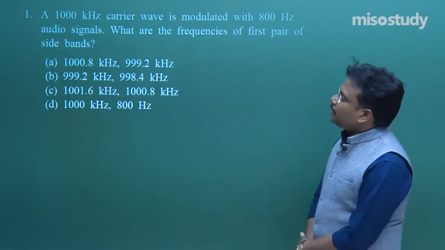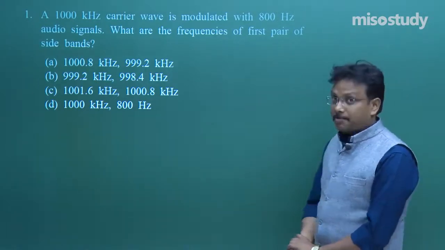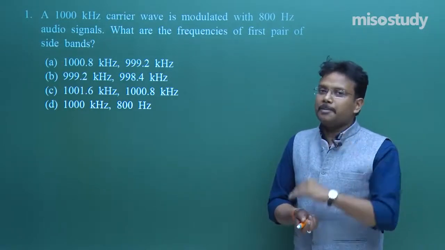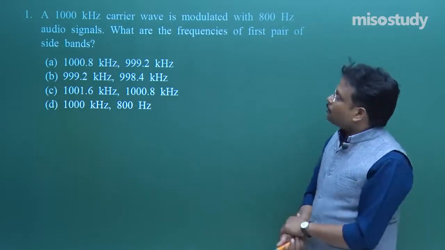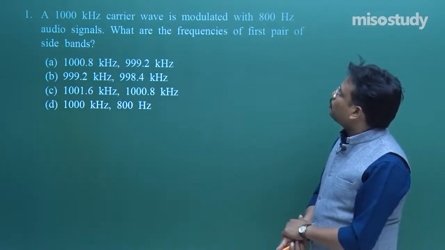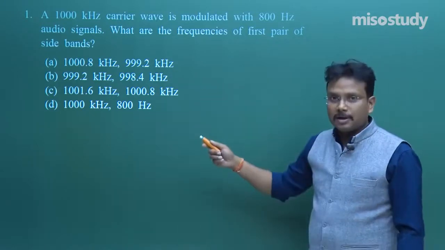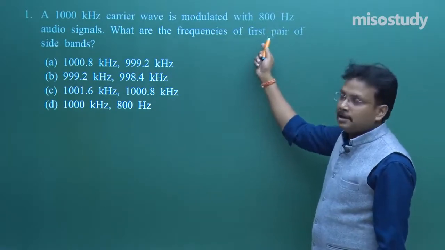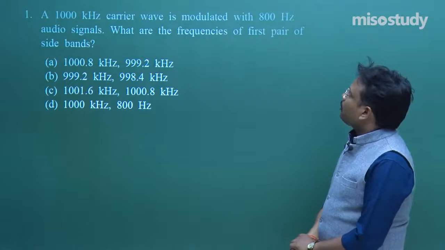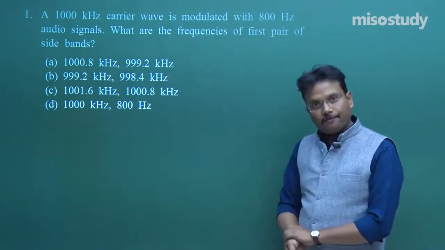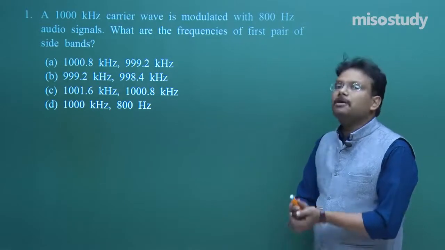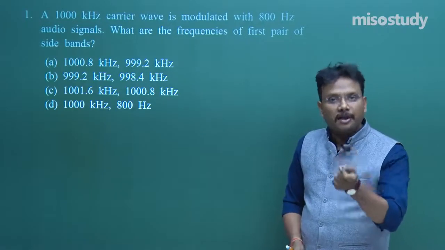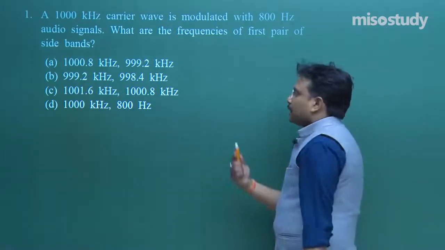The question says a 1000 kilohertz carrier wave is modulated with an 800 hertz audio signal. When the term carrier wave appears, an idea should come to your mind about its meaning. Obviously, this 1000 kilohertz carrier wave is responsible for carrying the 800 hertz audio signal. What are the frequencies of the first pair of side bands? Although it is a very simple question, I thought let us start from it so that I can mention a very simple result.